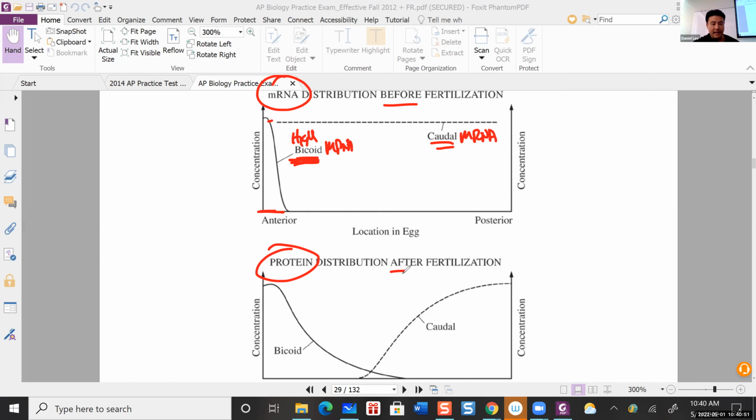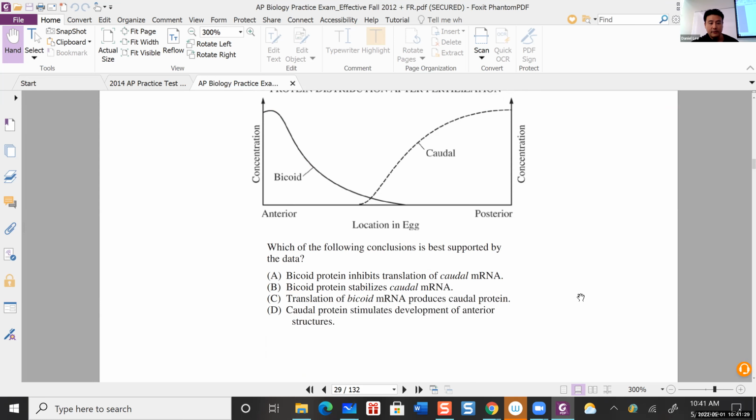And then immediately after fertilization, the proteins, these mRNAs are translated. That suggests you make a whole bunch of bicoid proteins, which are needed for head development. And then the caudal proteins are produced, and they are required for the posterior development. So that's what the diagram is saying. Bicoid protein is required for the head after fertilization, and caudal is for the butt, the posterior. So with that in mind, one question: which of the following conclusions is best supported?